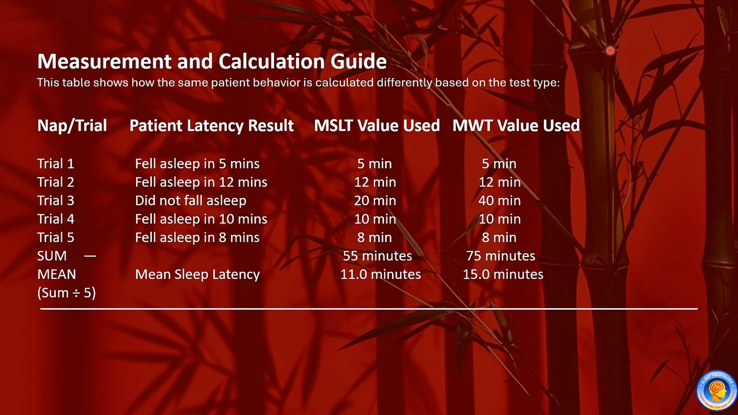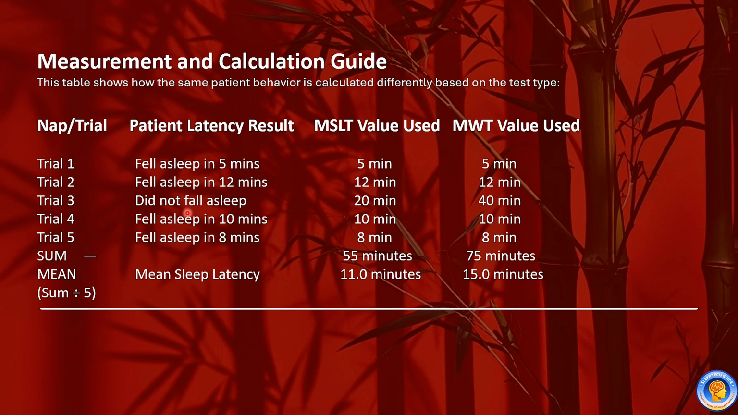Let's analyze it together. In trial 1, the patient fell asleep in 5 minutes. So both MSLT and MWT record 5 minutes here. In trial 2, sleep occurred at 12 minutes. Again, the value is the same in both tests. Now look carefully at trial 3. This is where things become interesting.